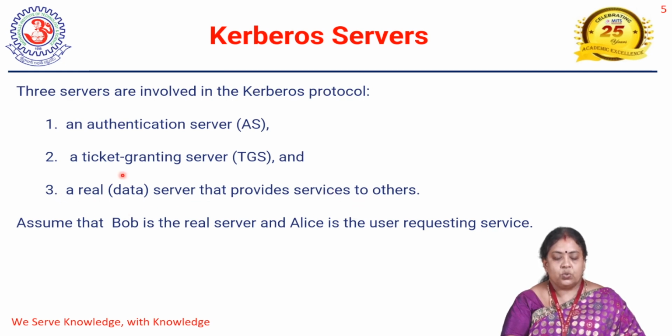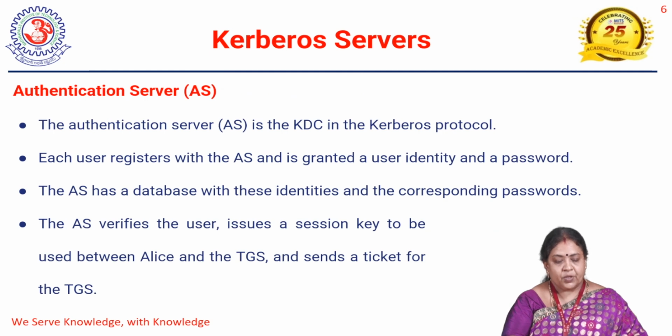Okay, so just for assumption, we thought that there is a real server. We refer to the real server as Bob, and the requesting service is called Alice. Alice is a user who is going to request the services from the server called Bob. Then, coming to this, we will separately explain what these servers are.